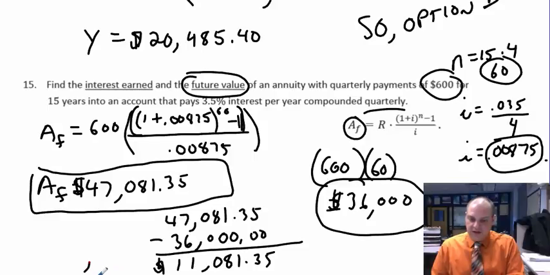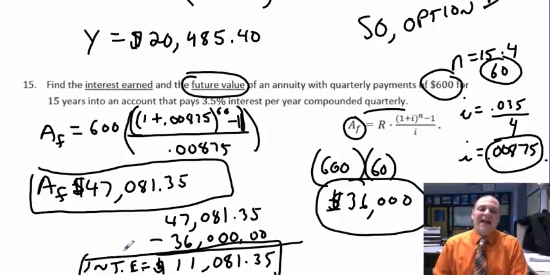So that's going to be the interest earned. Okay, the interest earned is going to be $11,081.35. The excess money on top of what you put in.